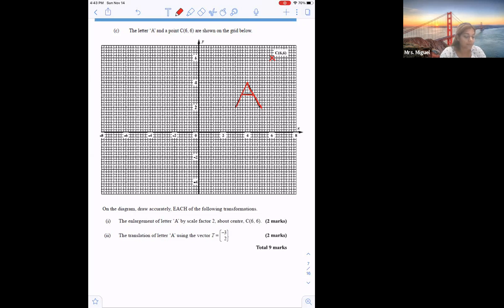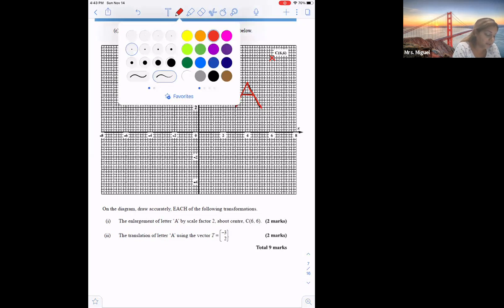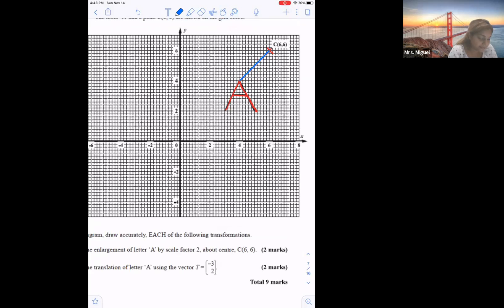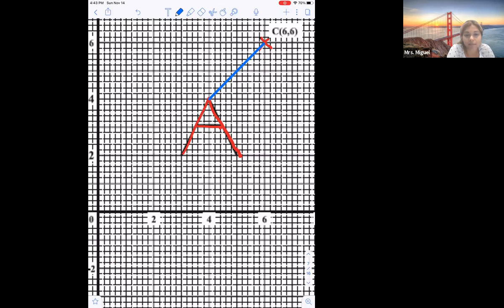So here's what we're going to do. We are going to take our pencil and draw a line to 6, 6. So if you notice, that is 2 blocks. So we are going to enlarge it, meaning that we're going to make it bigger. So if we enlarge it from that point 6, 6, and we have 2 blocks, then therefore we're going to make it bigger by 2 blocks again.